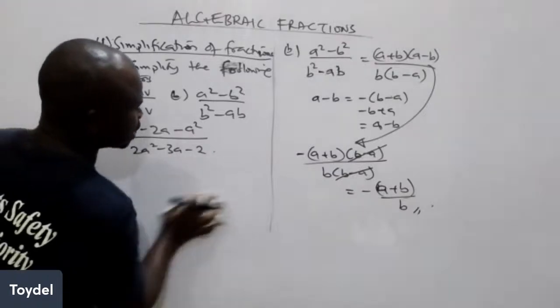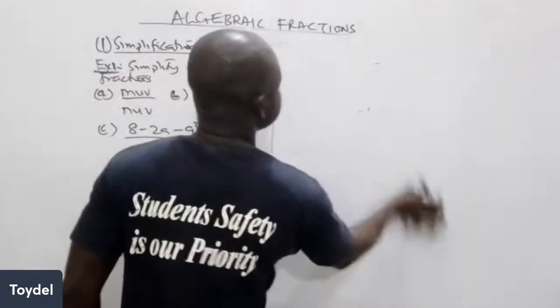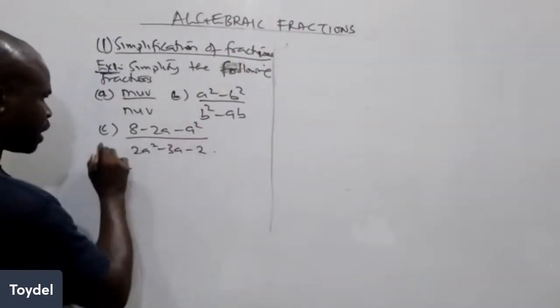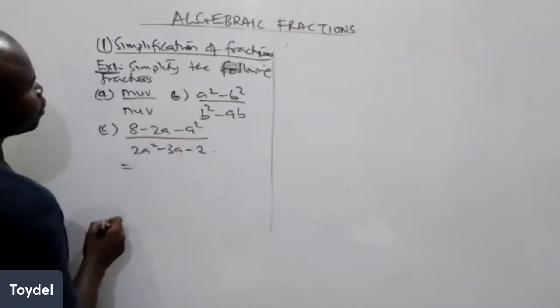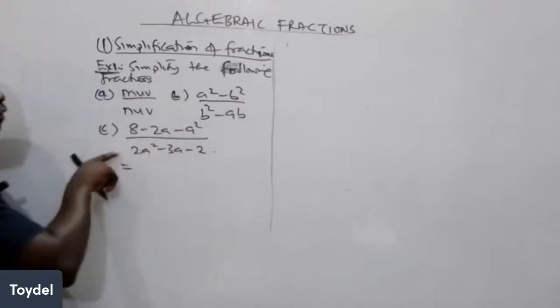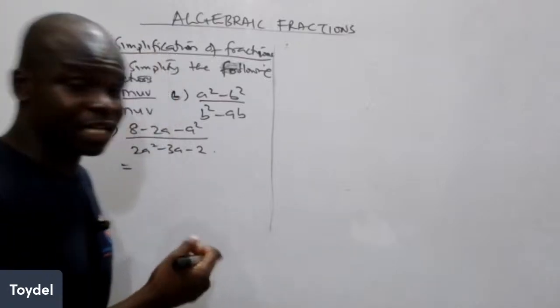Then we go to this third example under the first subtopic, simplification of fraction. So what do we do here? Of course, we have to factorize both the numerator and the denominator. Of course, these are quadratic expressions. So if you want to factorize a quadratic expression, of course, we know what to do. We can actually use the factorization method.